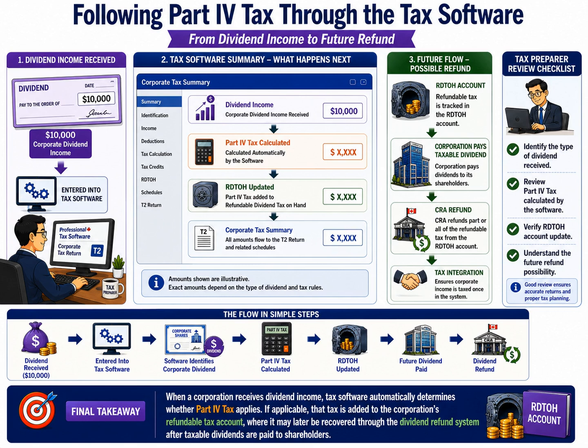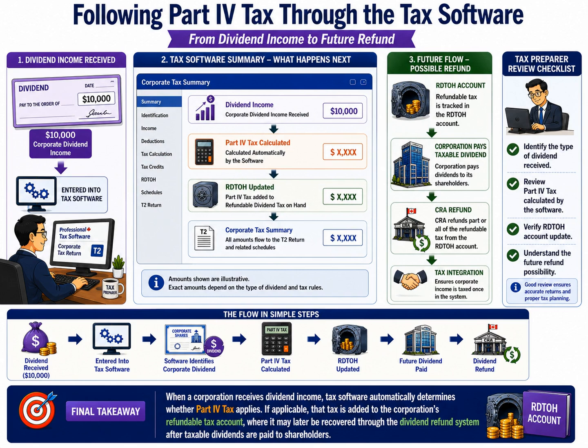That event occurs when the corporation decides to pay taxable dividends to its own shareholders. Once those dividends are paid, the corporation may qualify for a dividend refund from the Canada Revenue Agency. The refund is funded from the refundable tax that has accumulated in the RDTOH account, including amounts such as Part 4 tax. This process is a key part of Canada's tax integration system.